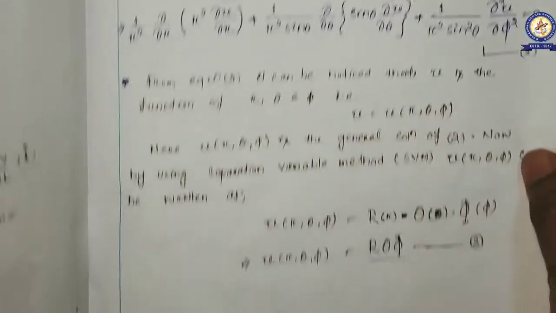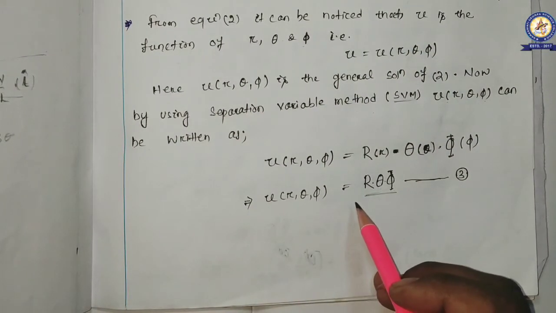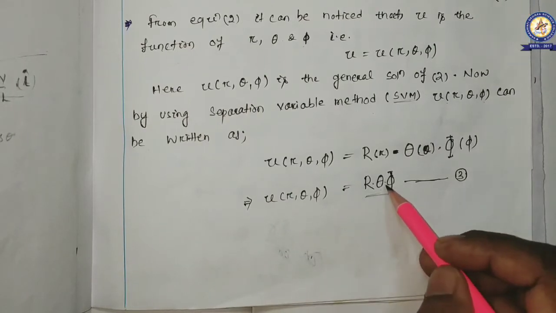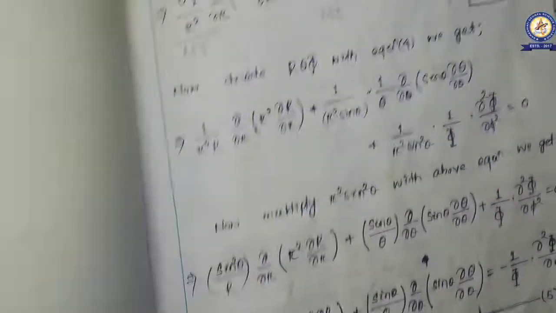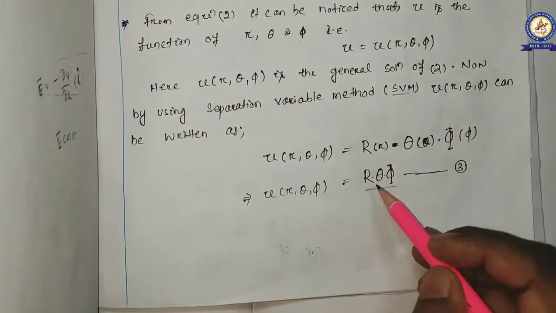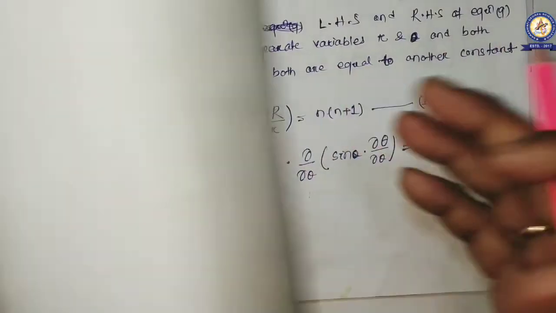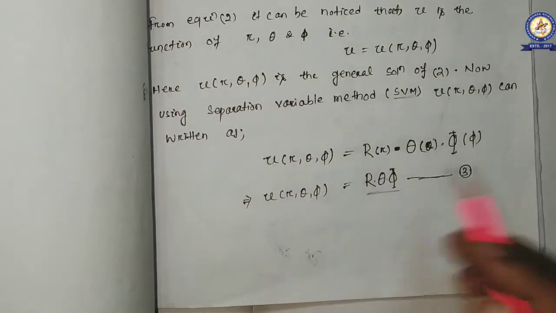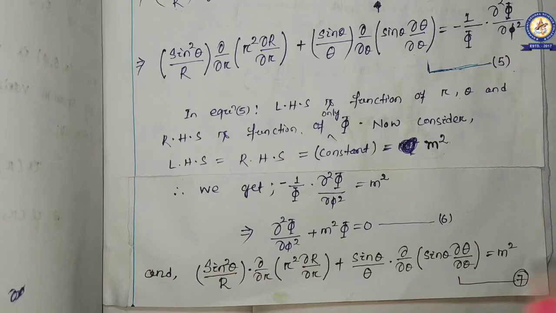You can see for equation number 3 we want to find phi, theta and r. Here we got phi, okay, and the other two we are going to find. Then we have to substitute over here and we are going to get the final solution. For that we have to consider equation number 7. Equation number 7 is this one, okay. Now we have to consider this one.